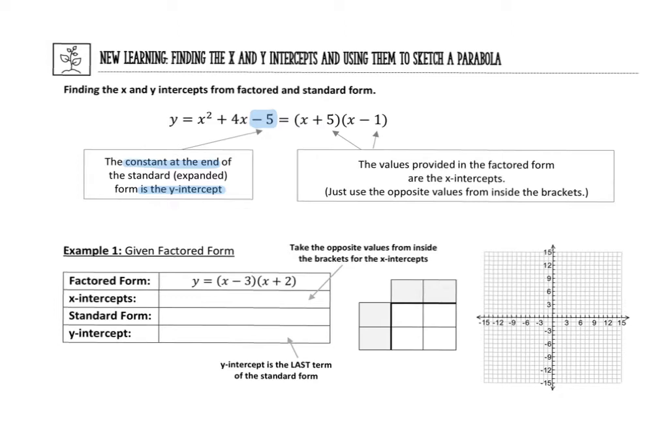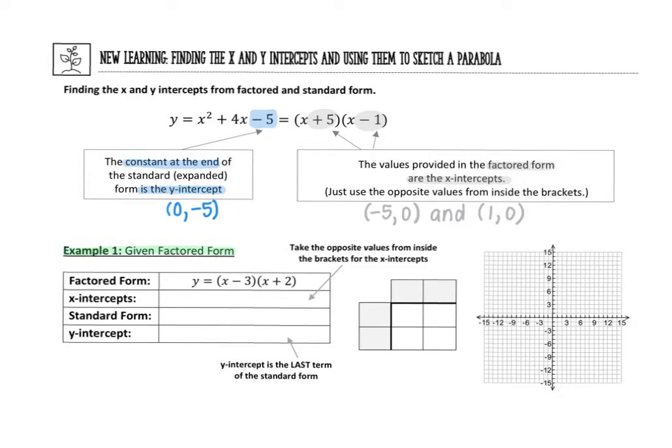The y-intercept would be written as a coordinate pair of (0, -5). The factored form tells us the x-intercepts. We just need to use the opposite values of what's inside the brackets. So we would have a first zero, or x-intercept, of (-5, 0), and a second x-intercept of (1, 0). Let's use these ideas to try to sketch the parabola.